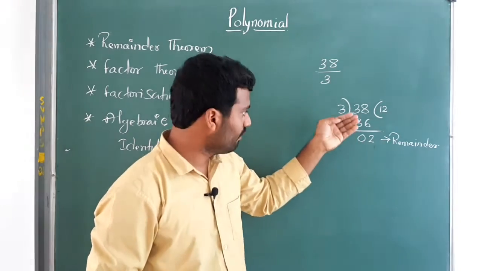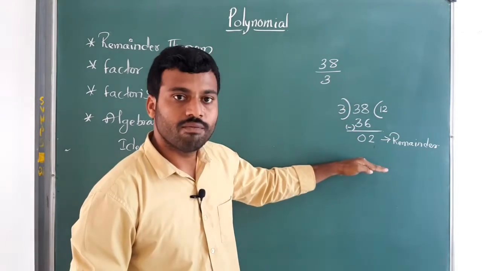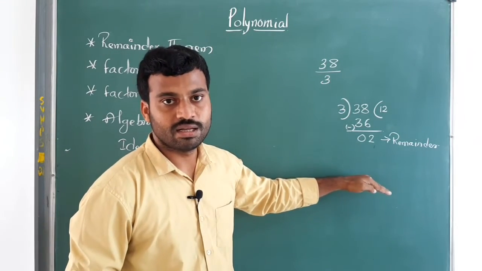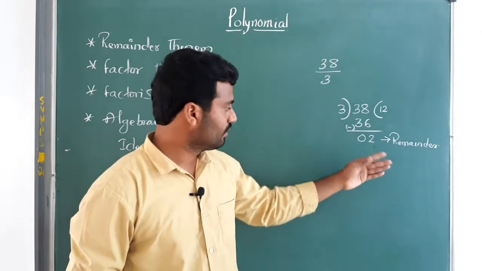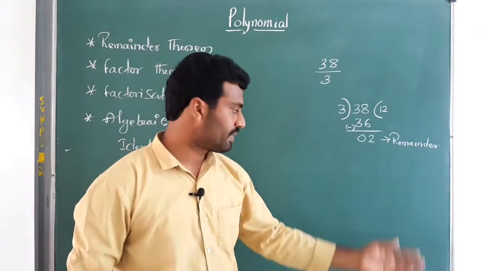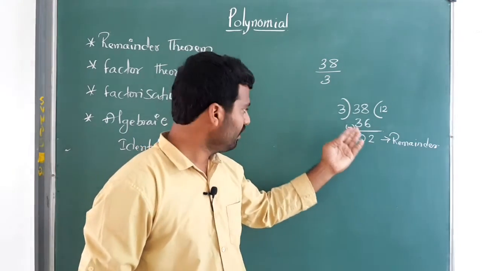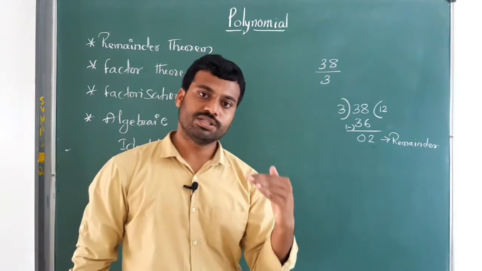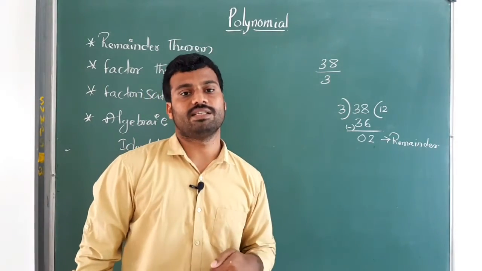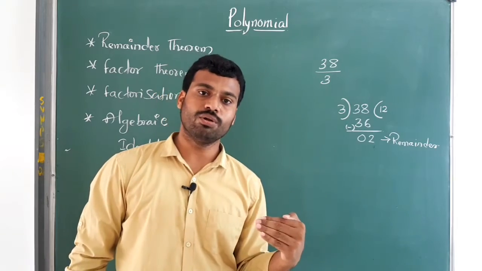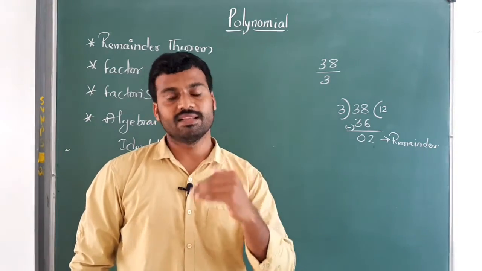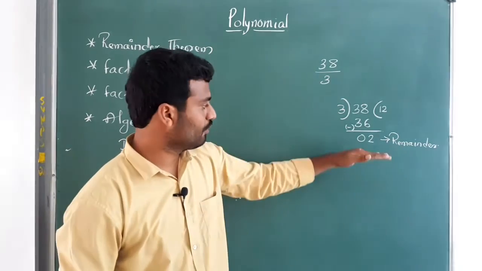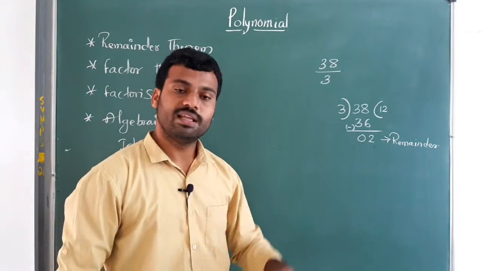Whenever, while doing the division method, you get a value lesser than the divisor, then you can stop the division there, and the answer will be the remainder. Sometimes you may get 0 or less than the divisor. The remainder always lies between 0 and less than the divisor. It may be equal to 0, but it should be less than the divisor. It can't be equal to the divisor also. So we are going to stop here. So this is the remainder.